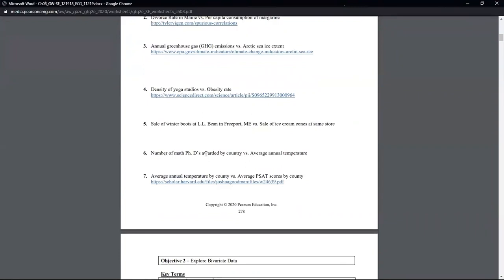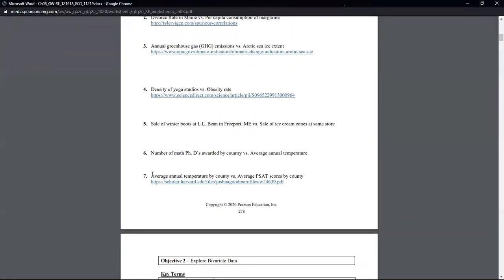Number of math PhDs awarded in a country based on average temperature. That's spurious. Average annual temperature by country versus average PSAT. They say possible causal because heat could lead to lower test scores, because you can't concentrate because you're hot and sweaty.